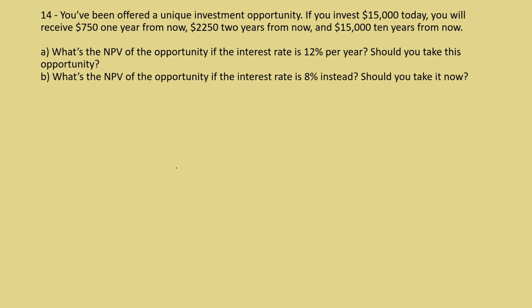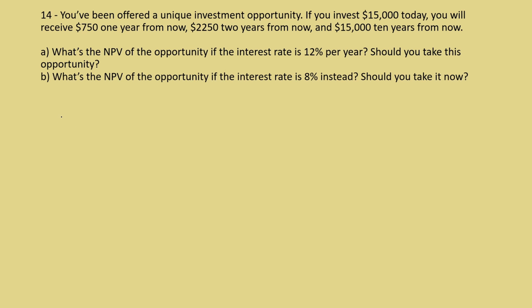This problem says you've been offered a unique investment opportunity. You invest $15,000 today, and you will receive $750 1 year from now, $2,250 2 years from now, and $15,000 10 years from now. Part A. What's the NPV of the opportunity if the interest rate is 12% per year? Should you take this opportunity?